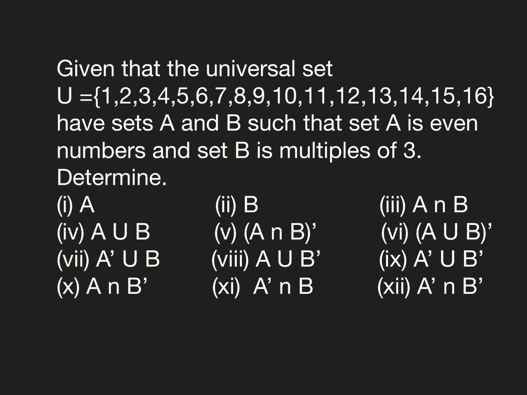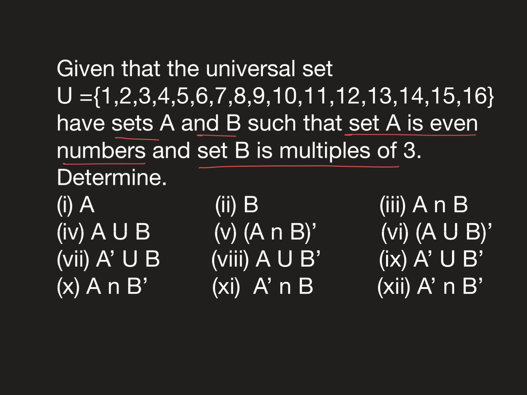Welcome back. Today we are going to start set theory, and in front of us we have a question that reads: given that the universal set U is equal to 1, 2, 3, 4, 5, 6, 7, 8, 9, 10, 11, 12, 13, 14, 15, and 16, have sets A and B, such that set A is even numbers and set B is multiples of 3.